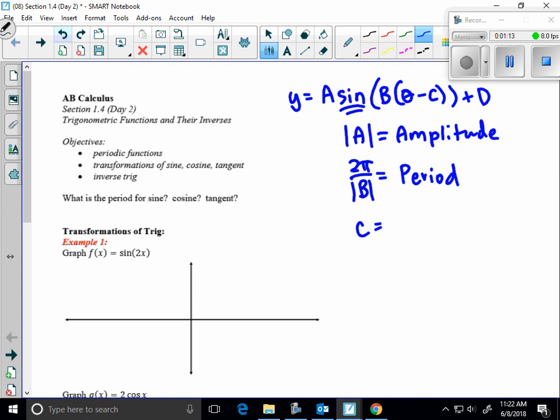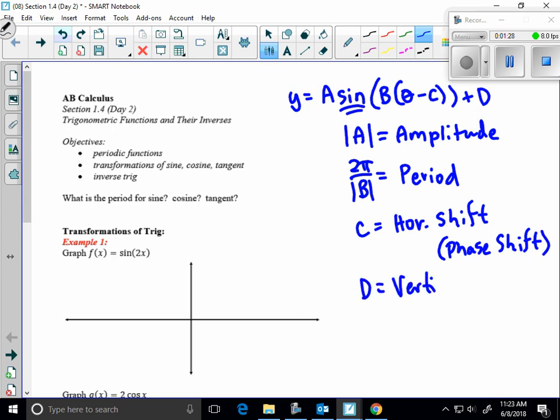C is our horizontal shift, which has been and probably always will be called the phase shift. The value for D is our vertical shift. If D is positive, it's shifted up; negative, shifted down. If C is negative, so minus C, then we get a shift to the right; positive, we get a shift to the left. B has to do with horizontal stretch or compression, and A has to do with a vertical stretch or compression.